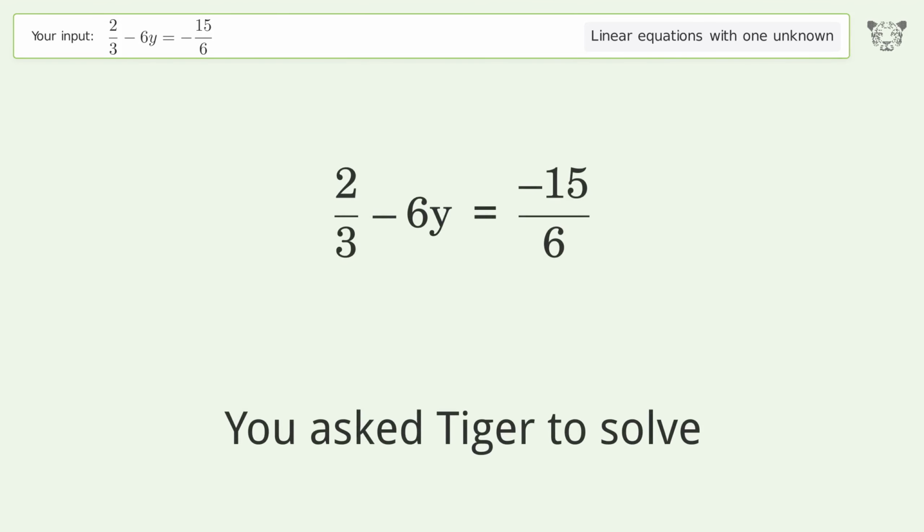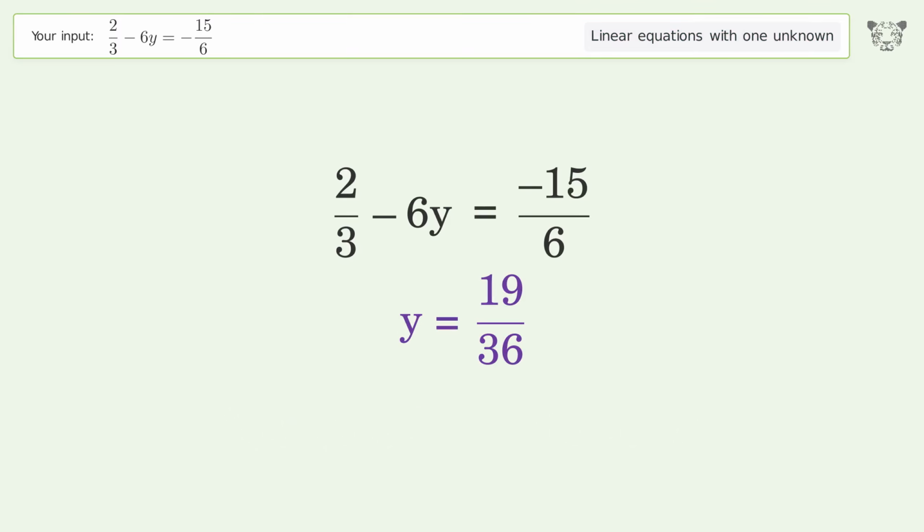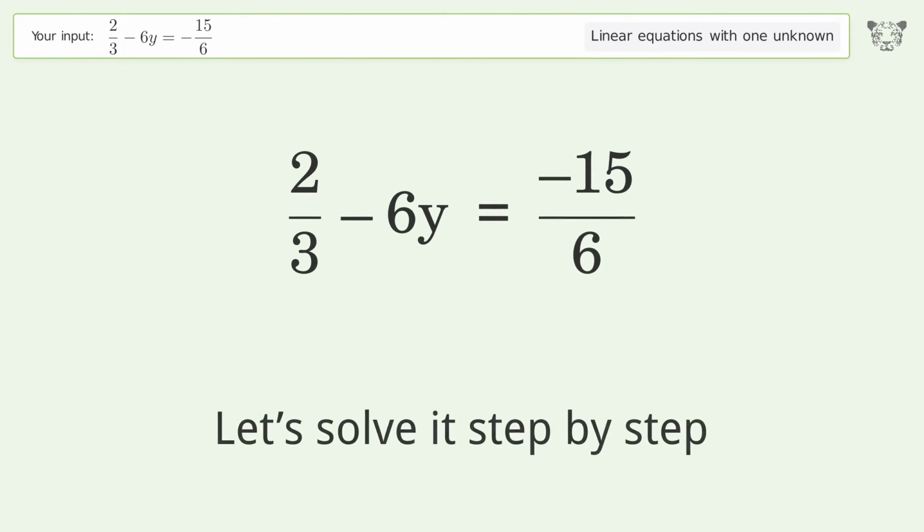You ask Tiger to solve. This deals with linear equations with one unknown. The final result is y equals 19 over 36. Let's solve it step by step.